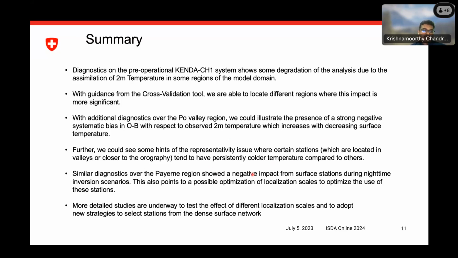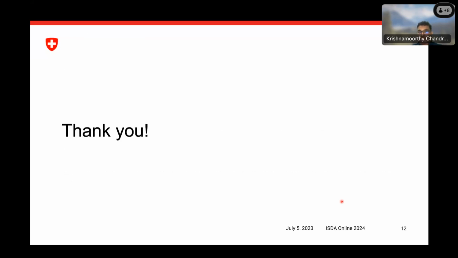And we also did diagnostics over the Payan region, which is much more dominated by orography, which is not shown in this presentation in the interest of time. But all these things put together point to a possibility that we need to reduce the localization at least, and we need to have a better station selection strategy to optimally use the surface stations. Some of these tests are still underway, and we look forward to presenting some of the interesting research at the ISDA conference. And thank you for your time and attention.